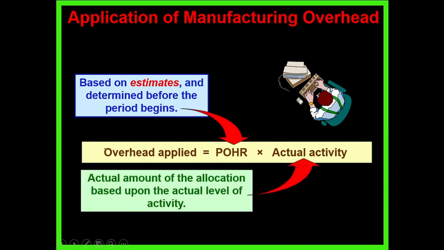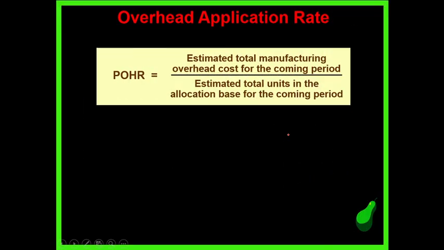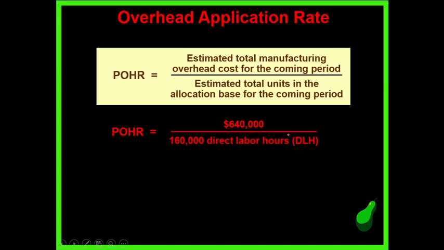Ayan. So how do you estimate, no? Once you have computed the predetermined overhead rate, you simply multiply that by the actual activity. Siyempre, the one that is related to your activity base. So for example, if your predetermined overhead rate is based on machine hours, okay, so you multiply that with the actual machine hours used, no, in your manufacturing or in your production. So ayan na yung formula ng predetermined overhead rate.